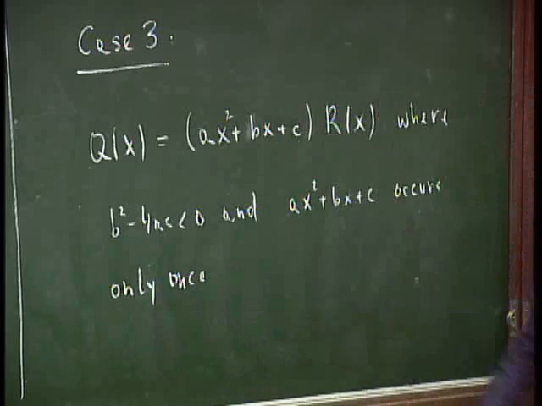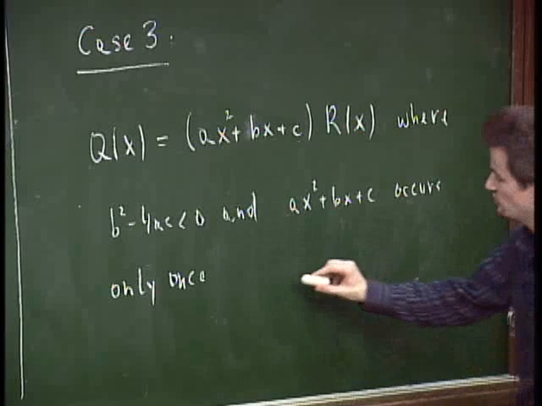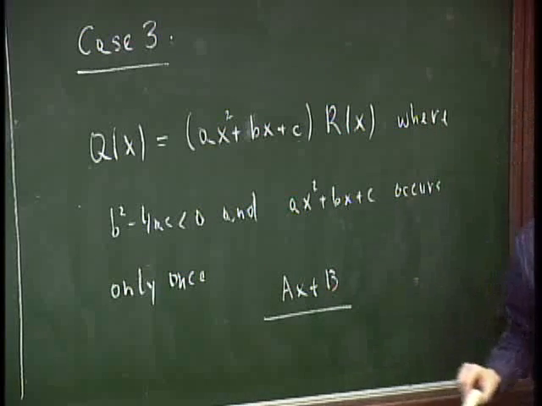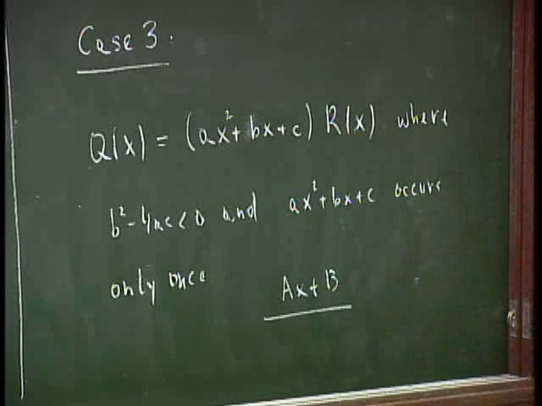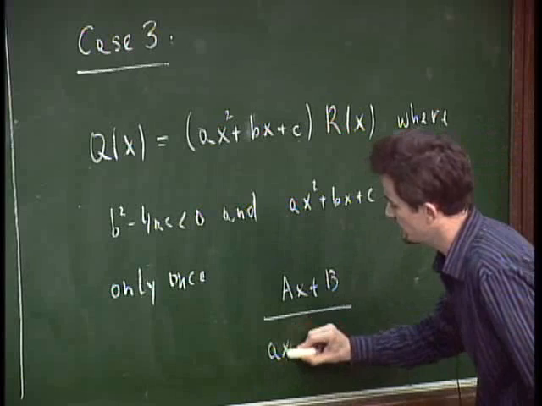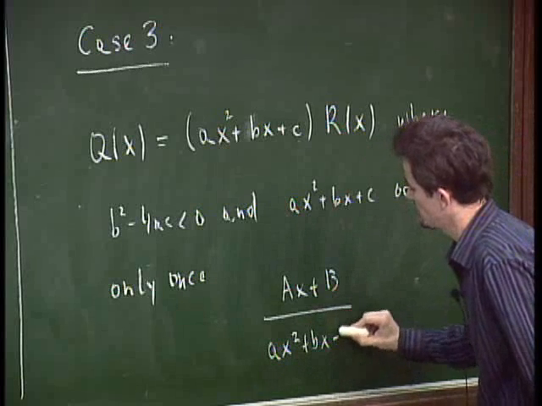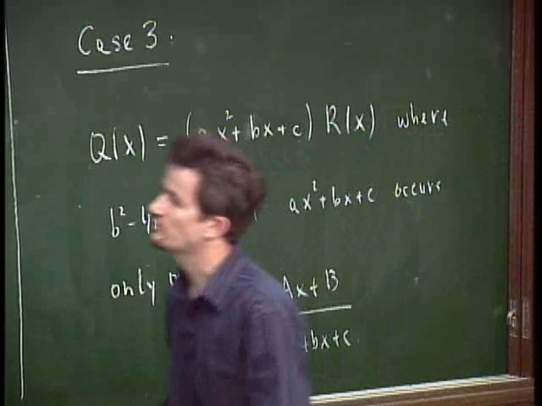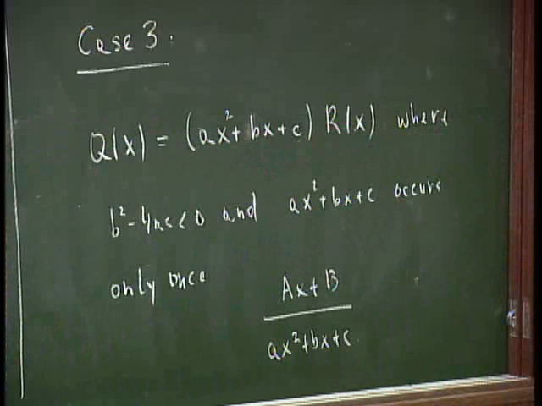So for such a term, when you set up the problem, the numerator is not constant anymore, but a linear polynomial over ax squared plus bx plus c. So in this case, you have to set up the problem using such a partial fraction.